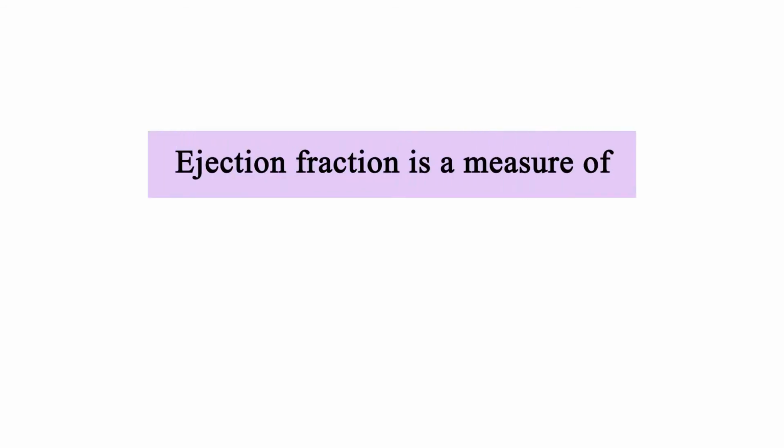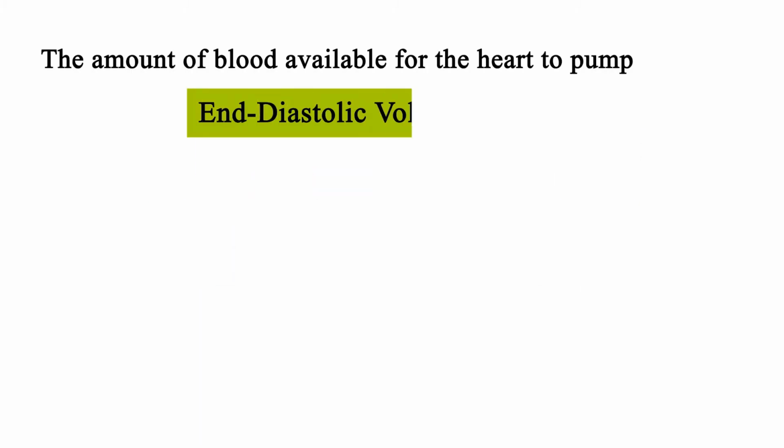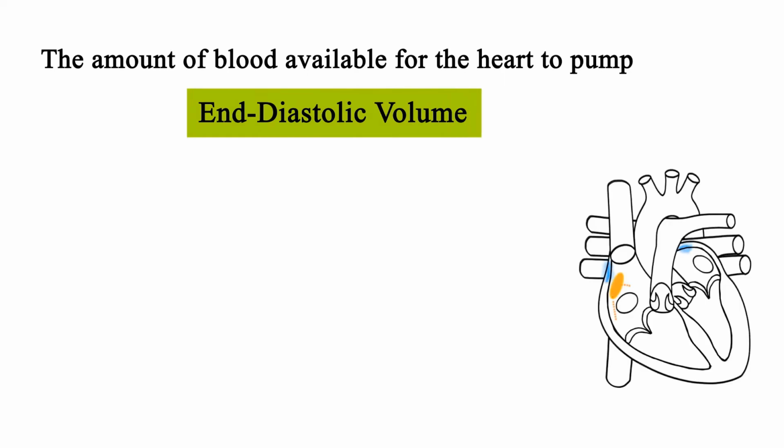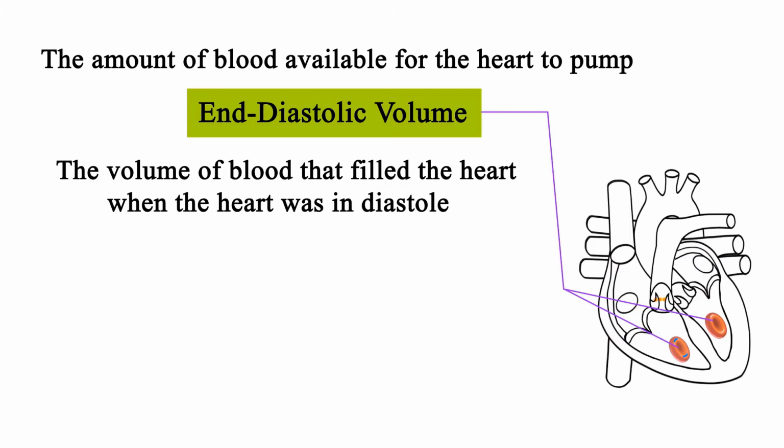Number 4. Ejection fraction is a measure of the efficiency of the heart. The amount of blood available for the heart to pump is the end diastolic volume. The end diastolic volume is the volume of blood that filled the heart when the heart was in diastole, the resting state of the heart.